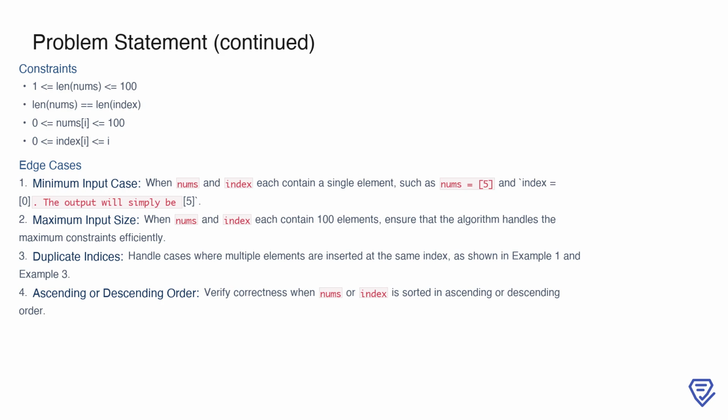On the other hand, for the maximum input size of 100 elements in each array, the solution must handle the operations efficiently. Additionally, cases with duplicate indices, as seen in examples 1 and 3, require the algorithm to correctly shift elements when inserting multiple values at the same position. Finally, the algorithm should also work correctly when nums or index is sorted in ascending or descending order. These constraints and edge cases ensure the robustness of the solution.